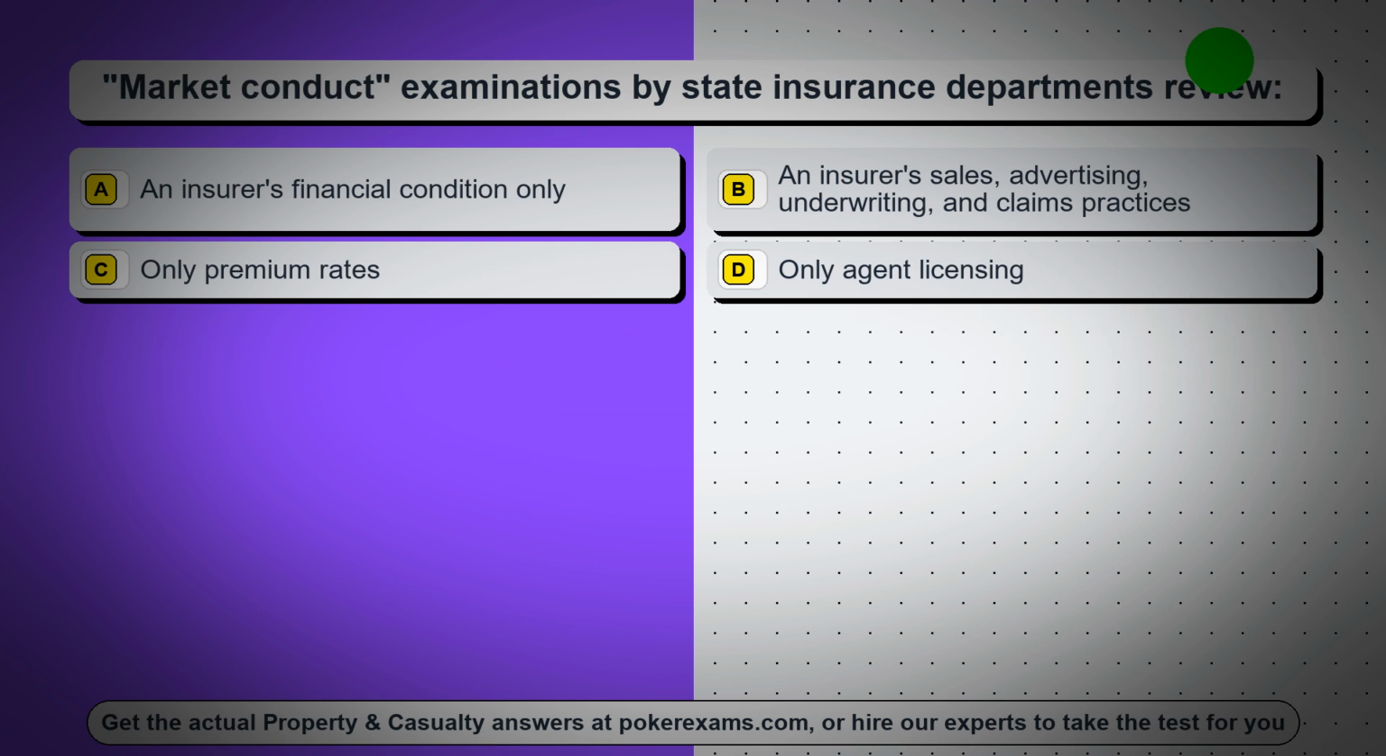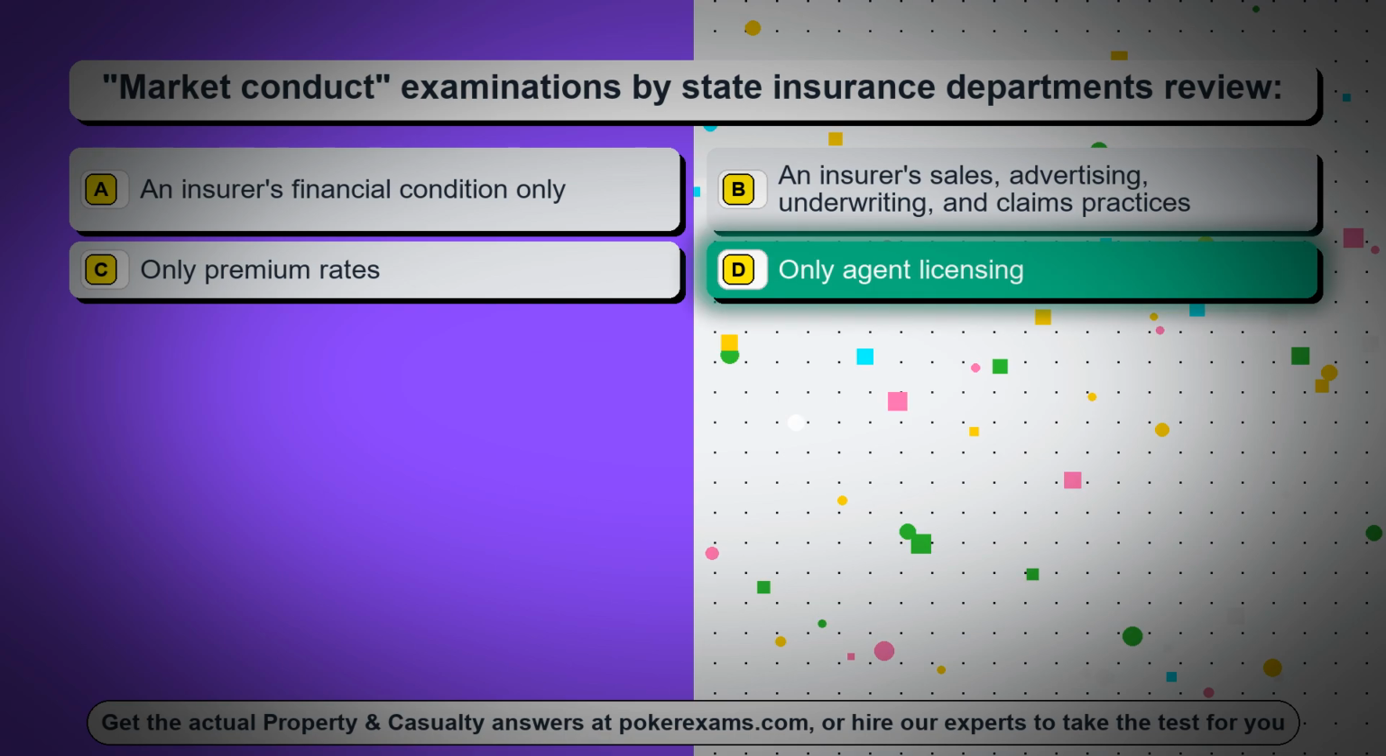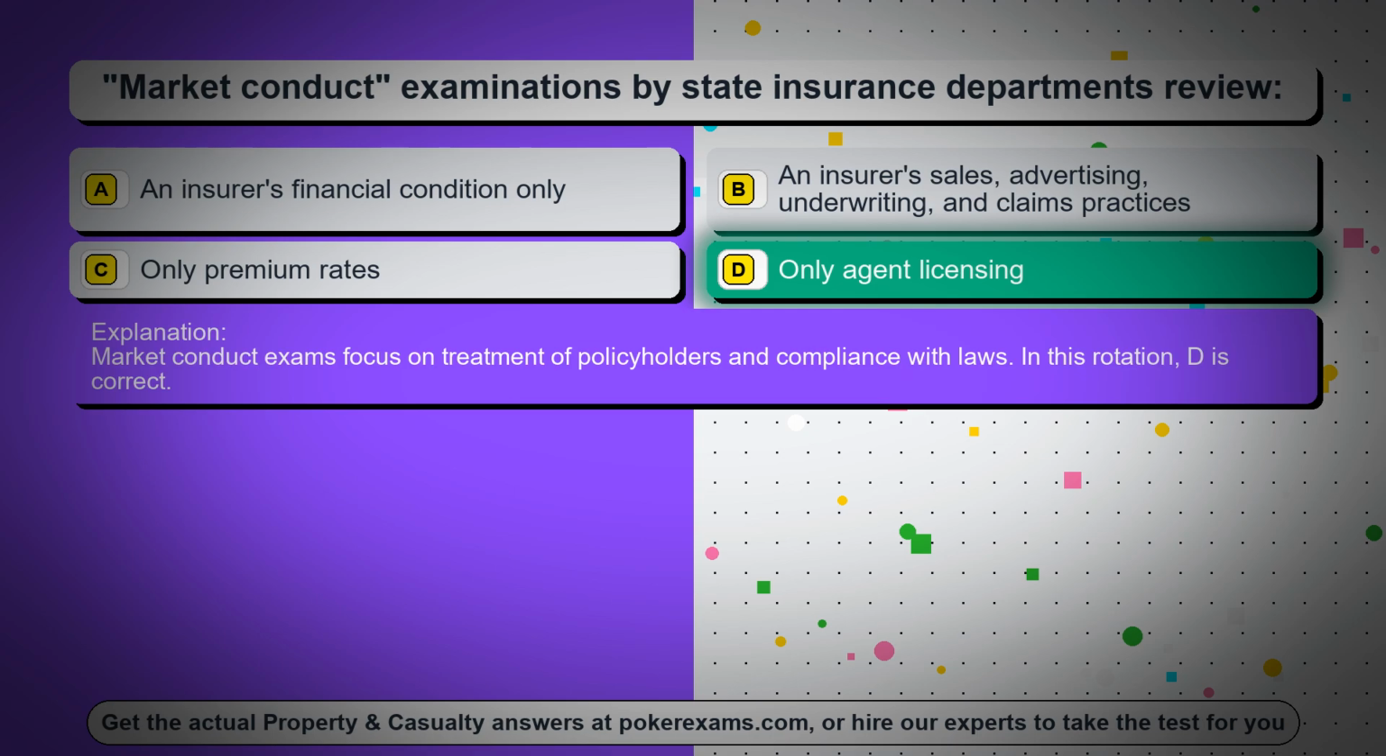Question 69. Market conduct examinations by state insurance departments review: Option A. An insurer's financial condition only. Option B. An insurer's sales, advertising, underwriting, and claims practices. Option C. Only premium rates. Option D. Only agent licensing. The correct answer is option D. Only agent licensing. Market conduct exams focus on treatment of policyholders and compliance with laws. In this rotation, D is correct.